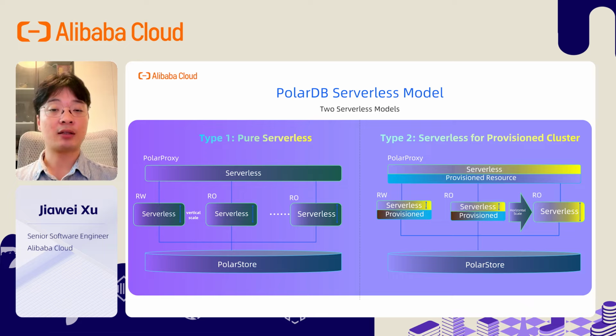Type 2 is serverless for provisioned cluster. This is a hybrid approach. You maintain a baseline of provisioned compute resources for predictable workloads, and then dynamically scale locally for provisioned nodes and dynamically add serverless read-only nodes during peak periods. This combines cost predictability for your base load and elastic scalability for burst load.